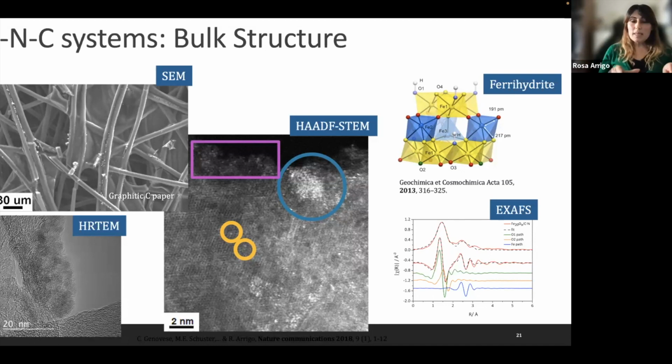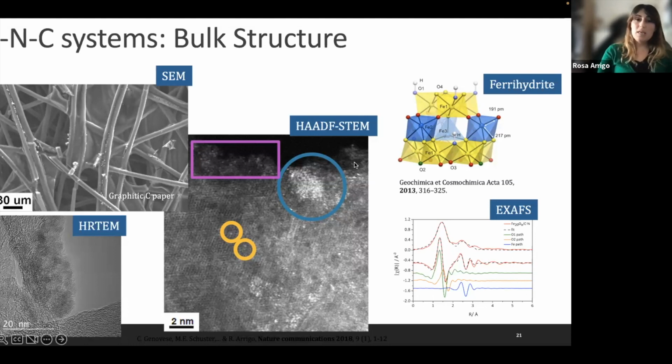Now, the example I'm showing you is a system which has been synthesized following similar top-down approaches, so impregnation of iron, but now we use a graphitic carbon paper because this can be easily assembled in the in situ cell. So this is a material produced with the scope of doing in situ spectroscopy.